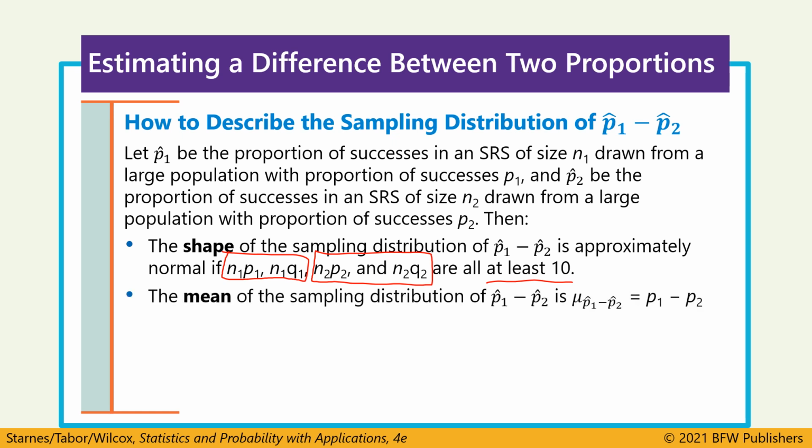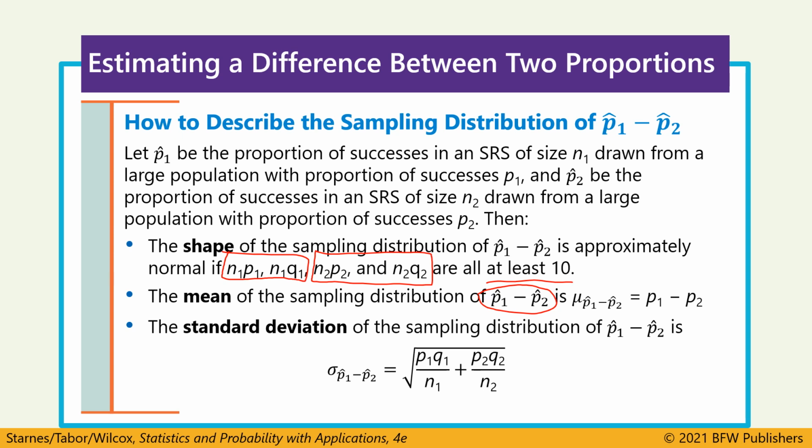The mean or the center of the sampling distribution is going to be whatever the difference in those two sample statistics is. And then the standard deviation changes a bit. So rather than radical PQ over n, we have a radical PQ over n for each sample. We add those together and then square root it.